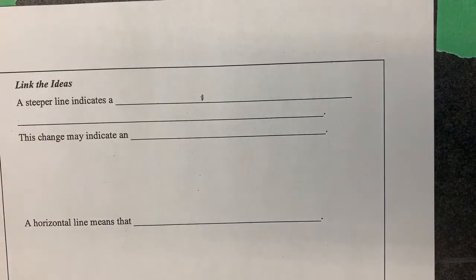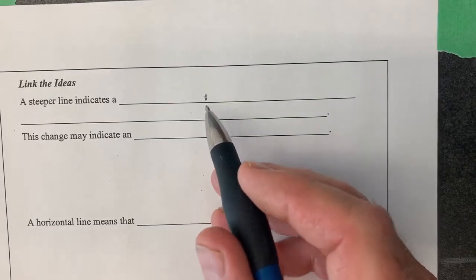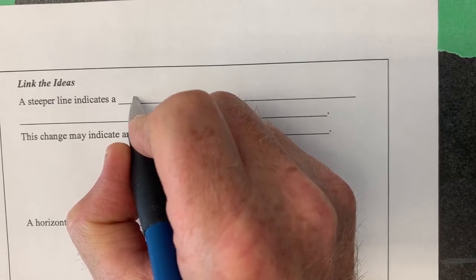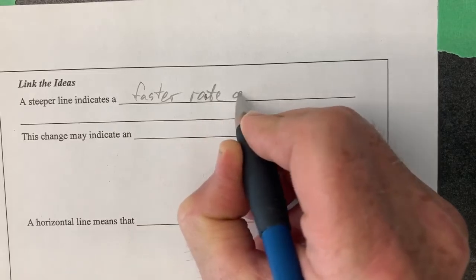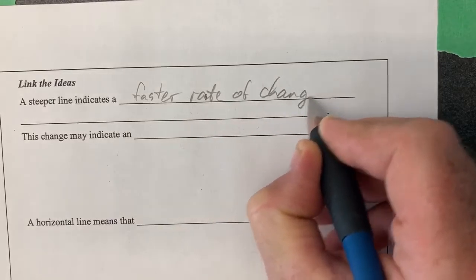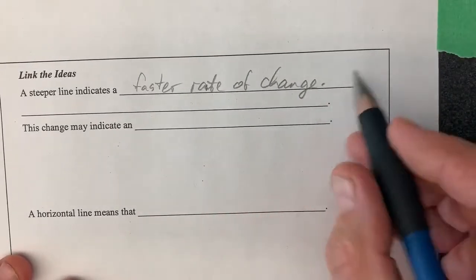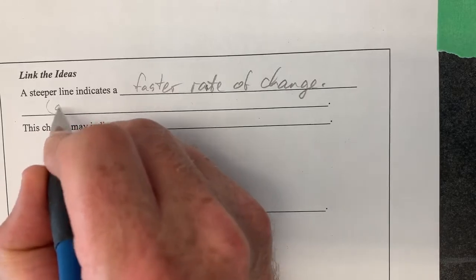So the steeper the line indicates, well, the faster it is, right? The steepness of the line really indicates how one is changing for the other. So it indicates a faster rate of change. Yeah, so the steeper the line, the faster you're going. Think about velocity, and a rate of change is like a velocity. So this could be a velocity, or in other words, a speed.